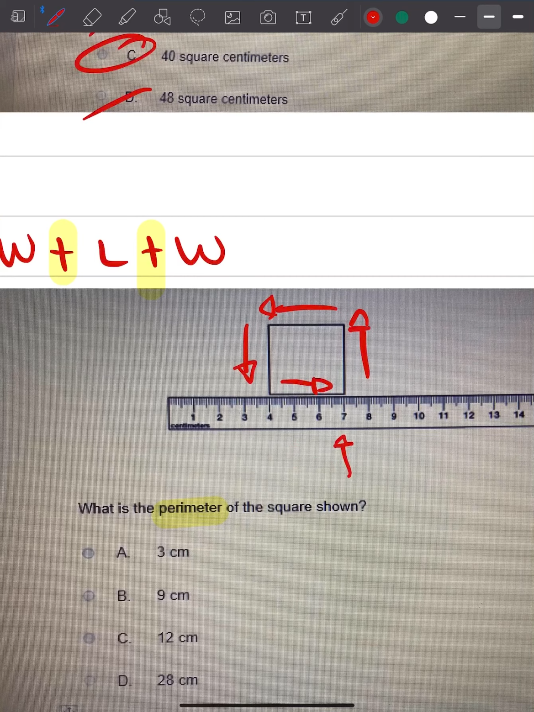Why am I wrong? Although it did land on the 7 here, why am I wrong? Because it didn't start at the 0, right? My square starts here. So for that reason, it cannot be 7. I have to count the centimeters that are inside, which is 1, 2, and 3. So that means this side is 3. So that means that this side is 3, because it's a square, 3, and 3.